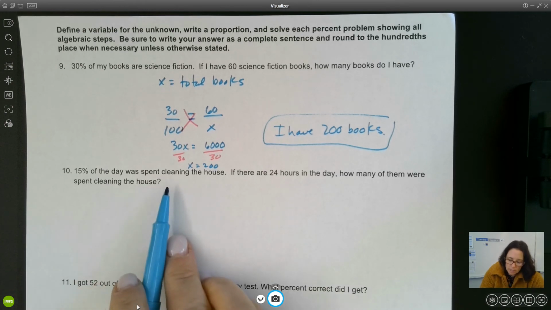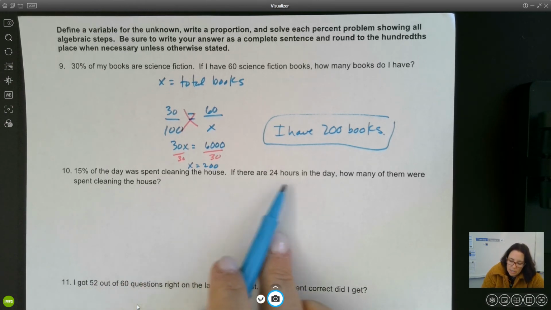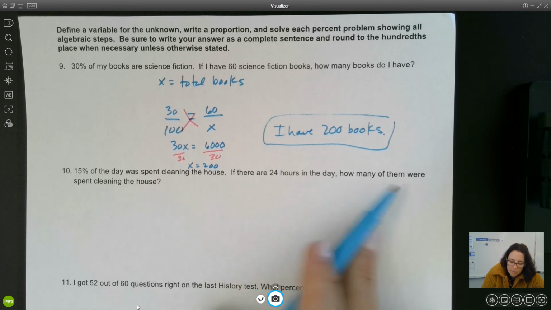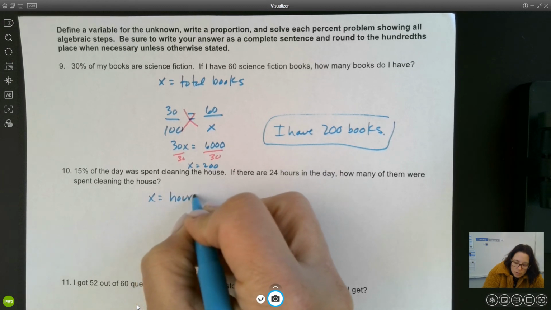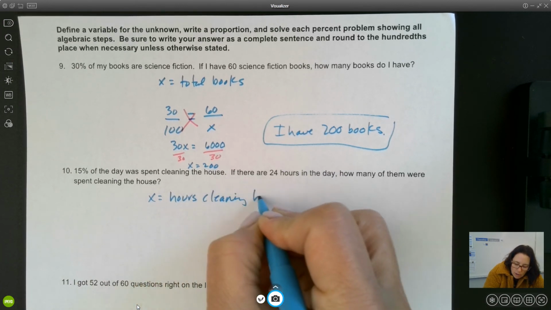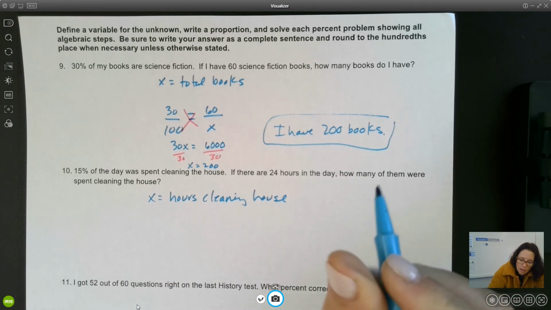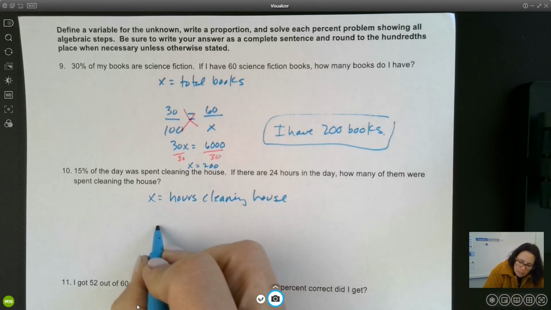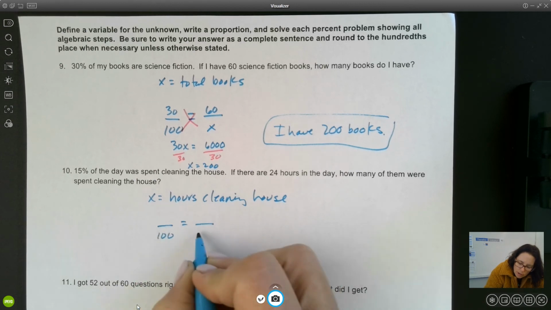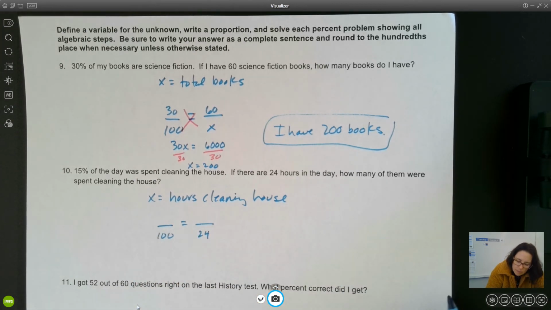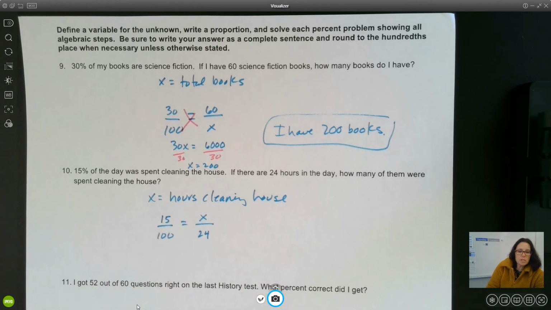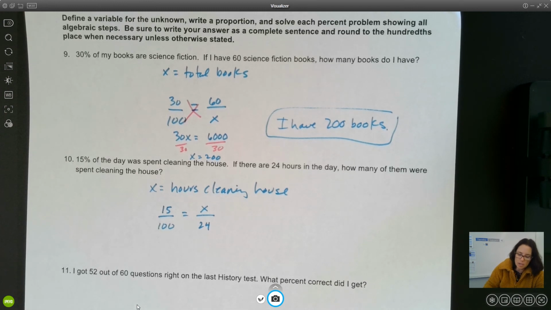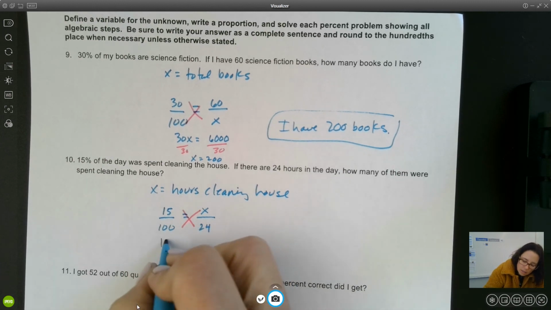15% of the day was spent cleaning the house. If there are 24 hours in the day, how many of them were spent cleaning the house? X equals hours cleaning house. Do you understand that the total that goes with the 100 is 24? And we're looking for 15% of it. That's what we're looking for. So that's our setup. 100x equals, that comes out to be 360.